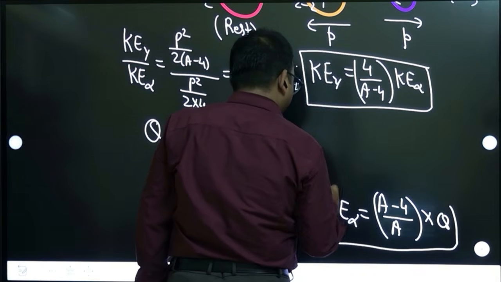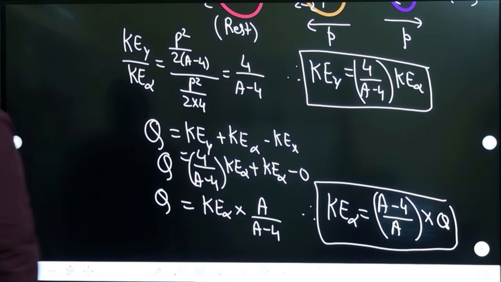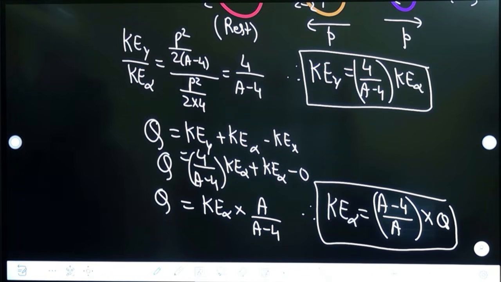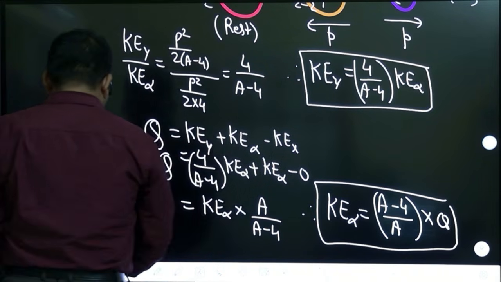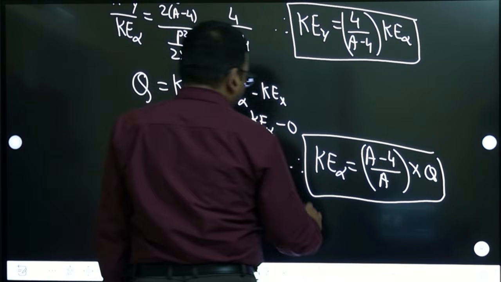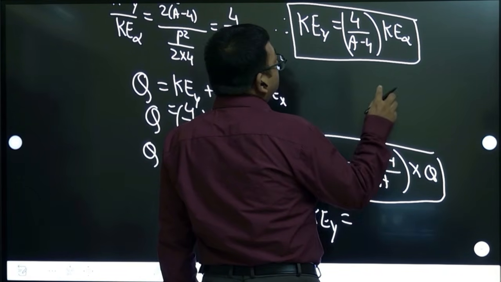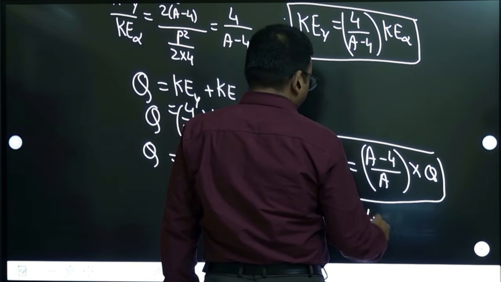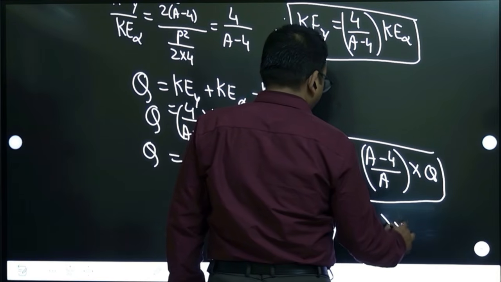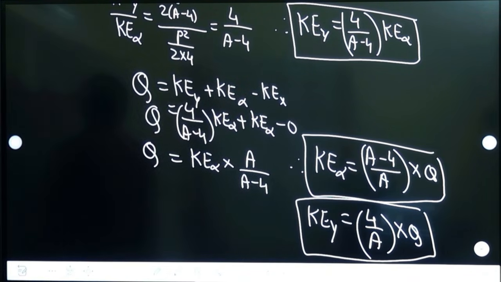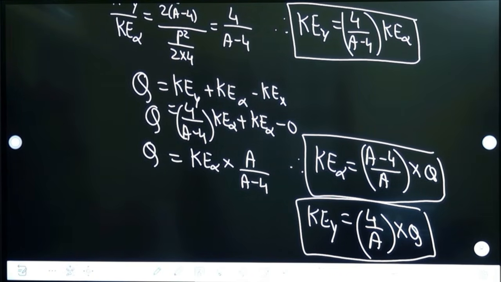The Q value can be calculated from the mass defect, using delta m c squared. Also note that we can now calculate the kinetic energy of y, the daughter nucleus. When you substitute this, A minus 4 gets cancelled, so it is 4 by A into the Q value. This formula we must remember. This will come in calculations.